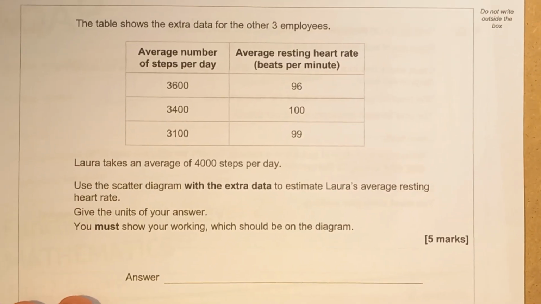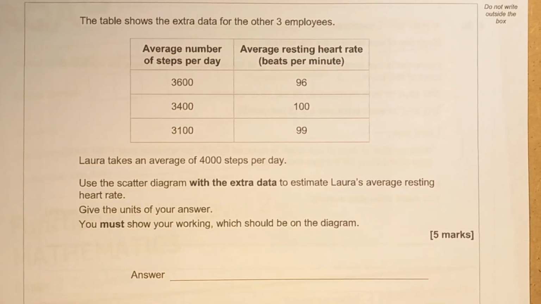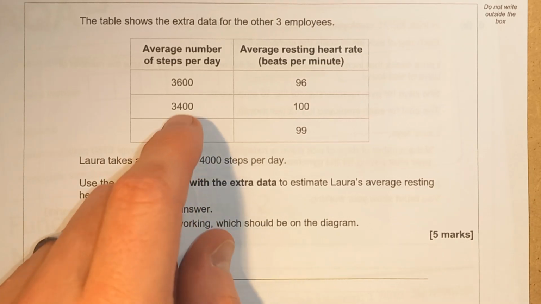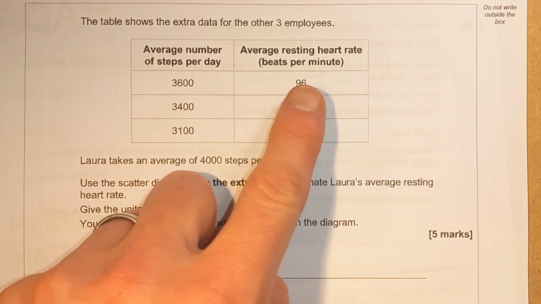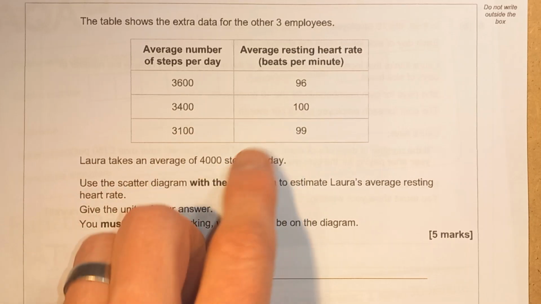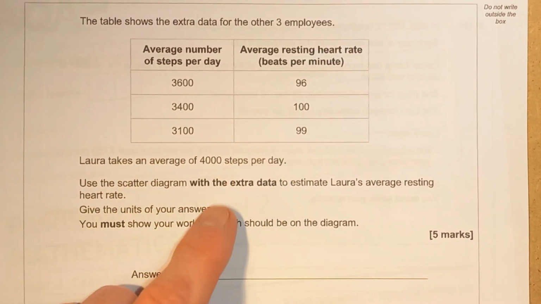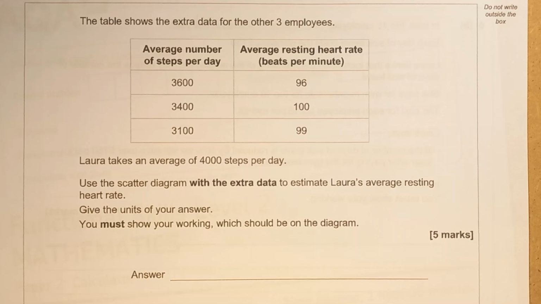And it tells us, the table shows the extra data for the other 3 employees. So there was someone with an average number of steps of 3,600, and their average resting heart rate is 96 beats per minute. And we've got 2 other observations here. Laura takes an average of 4,000 steps per day. Use the scatter diagram with the extra data to estimate Laura's average resting heart rate. Give the units of your answer. You must show your working, which should be on the diagram.